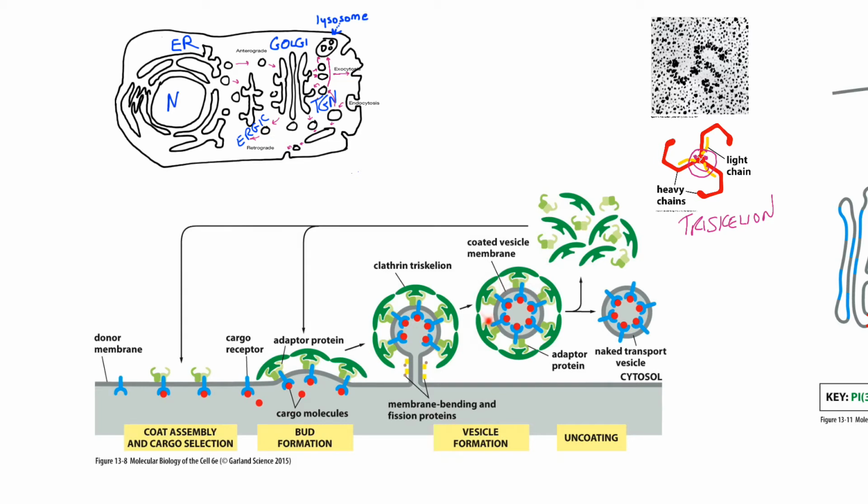The sandwich contains the adapter proteins and all the other stuff that we talked about earlier, and then some. This is a very, very complicated trafficking vesicle compared to COP1 and COP2, but the general idea is the same.